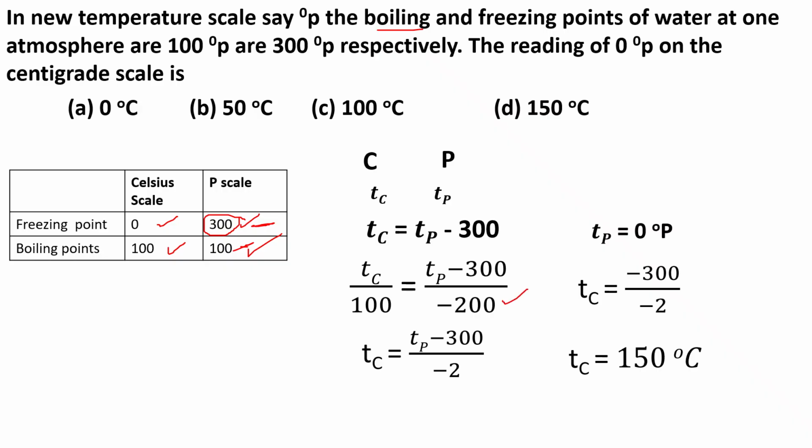Then Tc equal to Tp minus 300 divided by minus 2. And here we have to determine the reading when on the P scale it is given 0 degrees. We have to determine Tc, the temperature on the Celsius scale. So Tp equal to 0. Then we substitute, and Tc equal to minus 300 divided by minus 2. It is 150 degrees Celsius. So option D is correct.